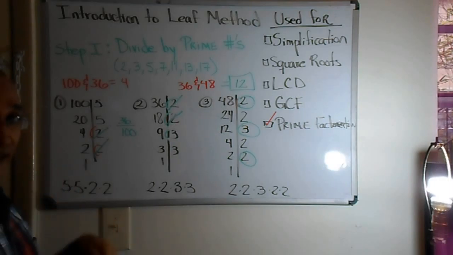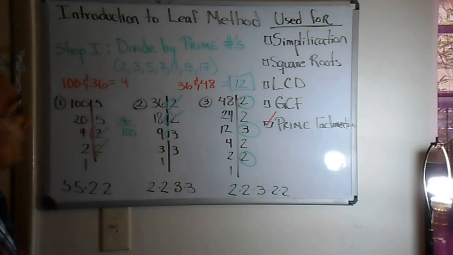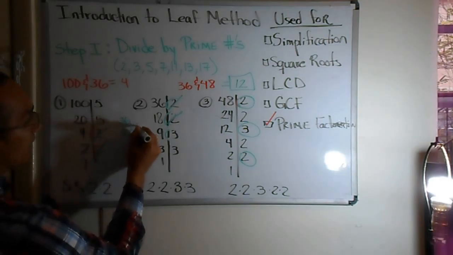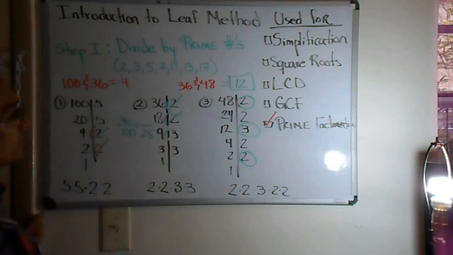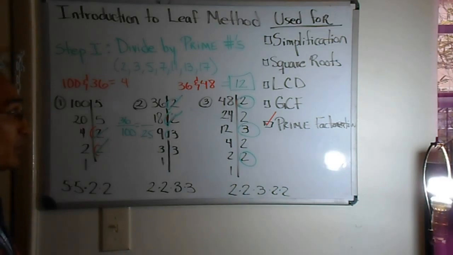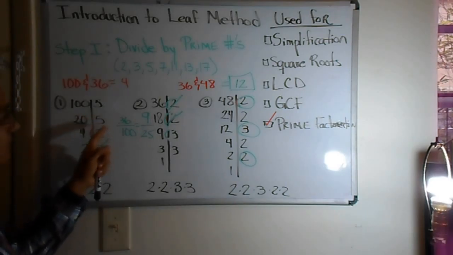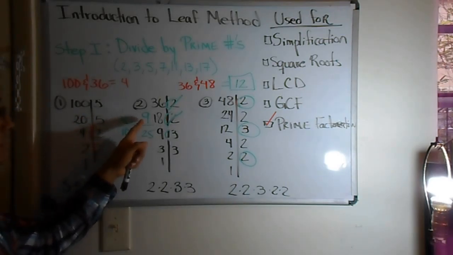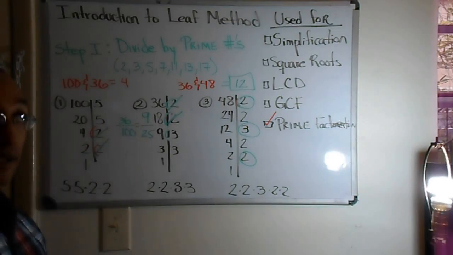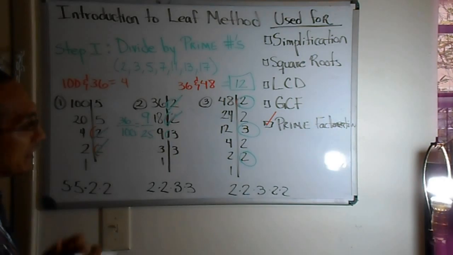Now, whatever numbers are left are the numbers that you're going to multiply. 5 times 5, that's 25. So 100 just became 25. How about 36? The numbers that remain are 3 and 3. You're going to multiply 3 times 3, that becomes 9. So, if I simplify 36 over 100, my answer is 9 over 25. What I like about the leaf method is that this number at the very end is in lowest terms. You don't need to look for further numbers because it's in lowest terms.